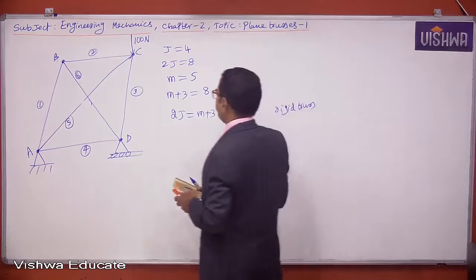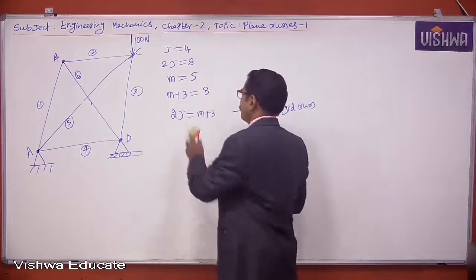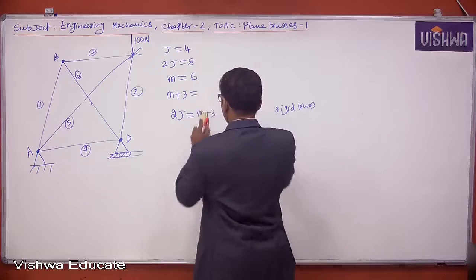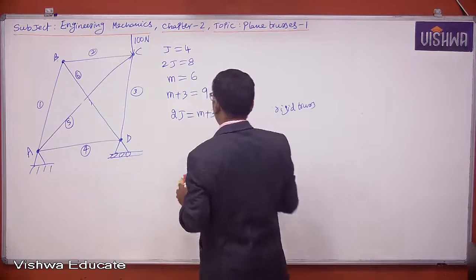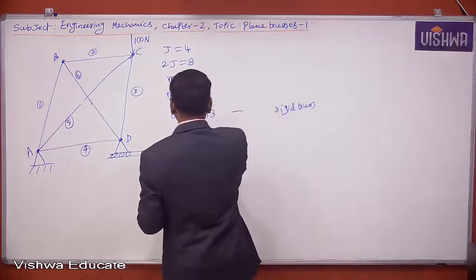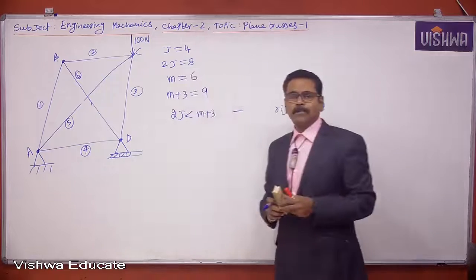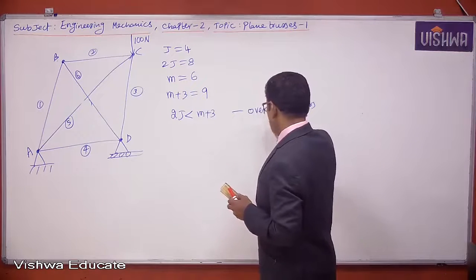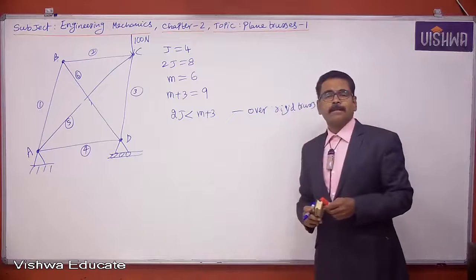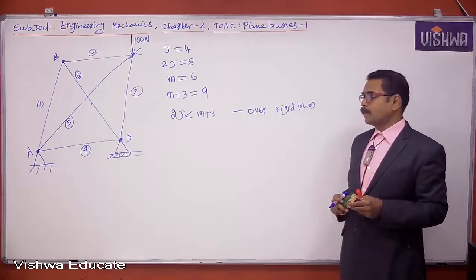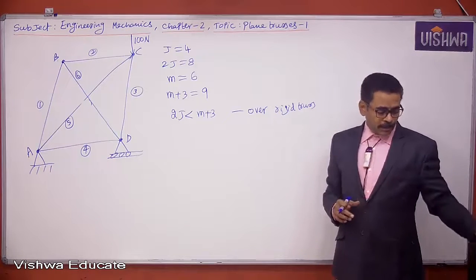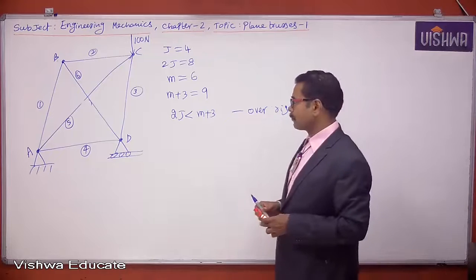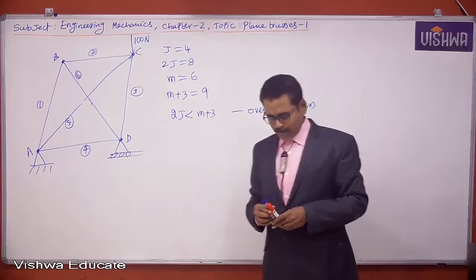So here the number of joints is again 4, but the number of members is 6. M plus 3 remains 9. So here 2j is less than m plus 3. Please copy. It is forming an over rigid truss.